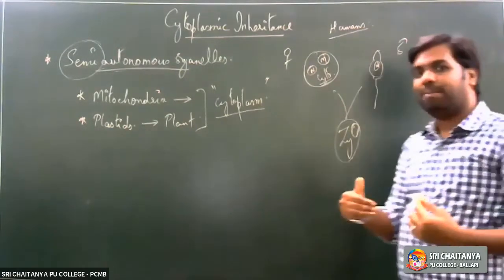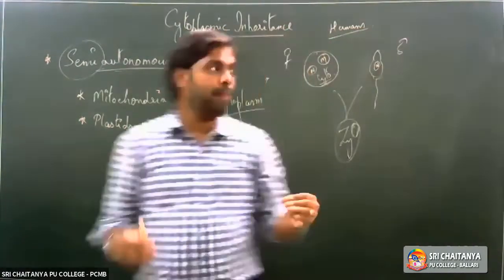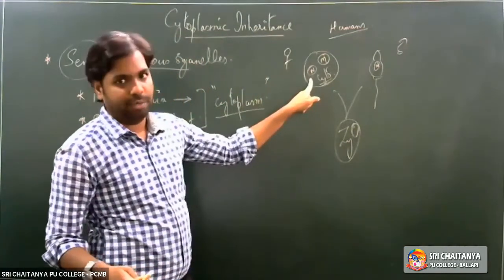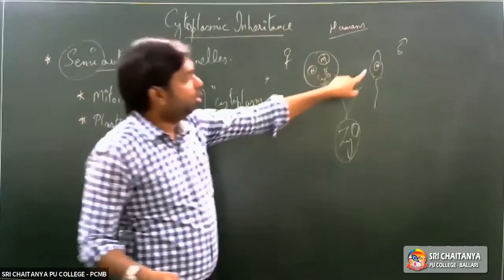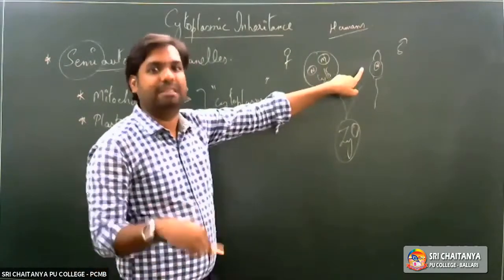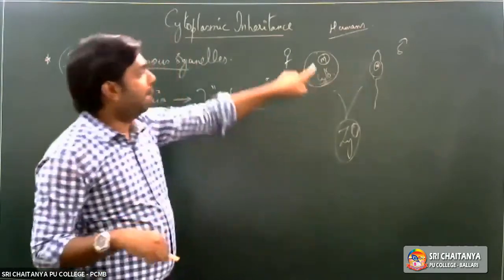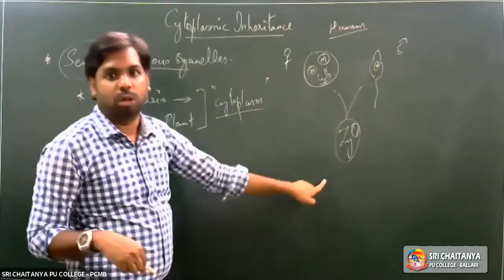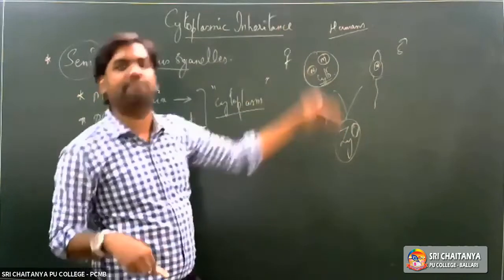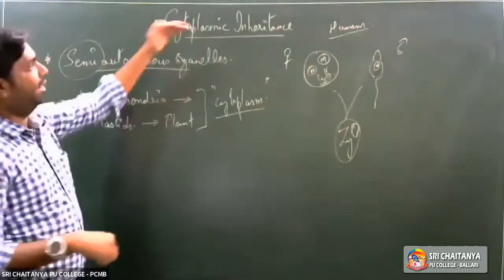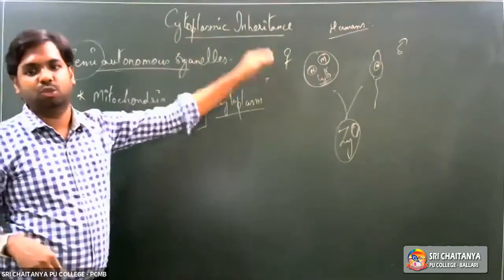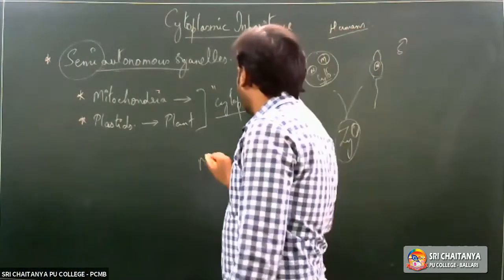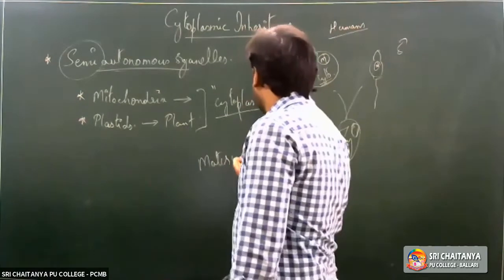So what exactly is happening? The zygote has nuclear genetic material from the mother, nuclear genetic material from the father, and at the same time mitochondrial genetic material from the mother also. This type of inheritance pattern we call cytoplasmic inheritance. There is one more name given for cytoplasmic inheritance: it is also called maternal inheritance.